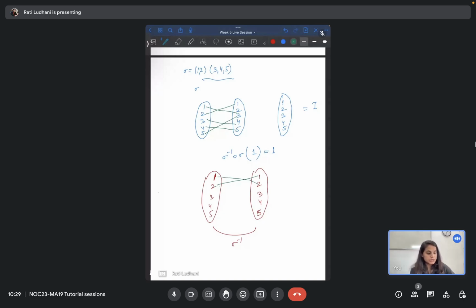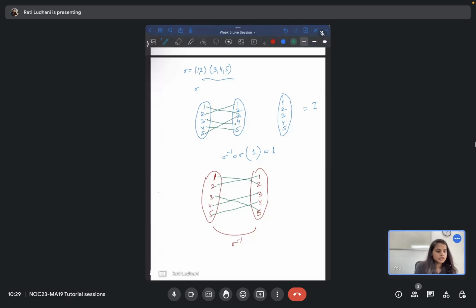Now in the second part you check it. 3 is mapping to 4, so 4 should map to 3. So 4 is mapping to 3. Now 4 is mapping to 5, so 5 should map to 4. And now 5 is mapping to 3, so 3 should map to 5. So this is the inverse. You just invert it, because you know that when you compose it, you will get identity.